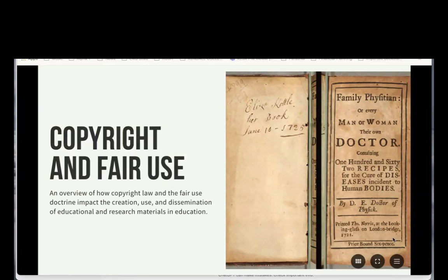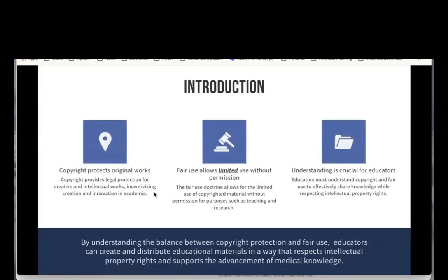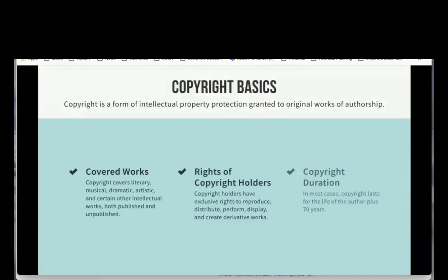Just to get started, we're going to talk about what copyright does. We're going to talk about fair use and whether or not it actually does give us permission to use everything, everywhere, anytime we want. We're going to talk about understanding the difference between those things and the variations between those things. And we're going to talk about how to balance those things so that we don't get into trouble.